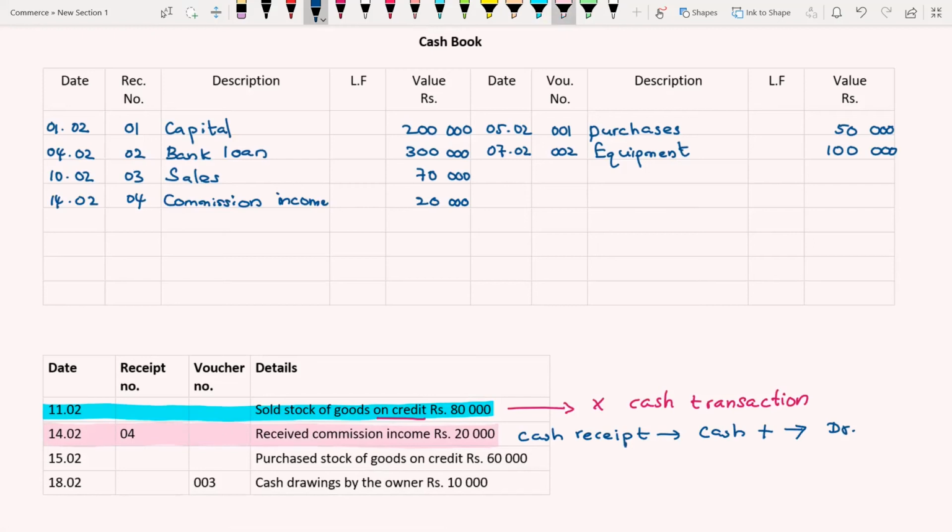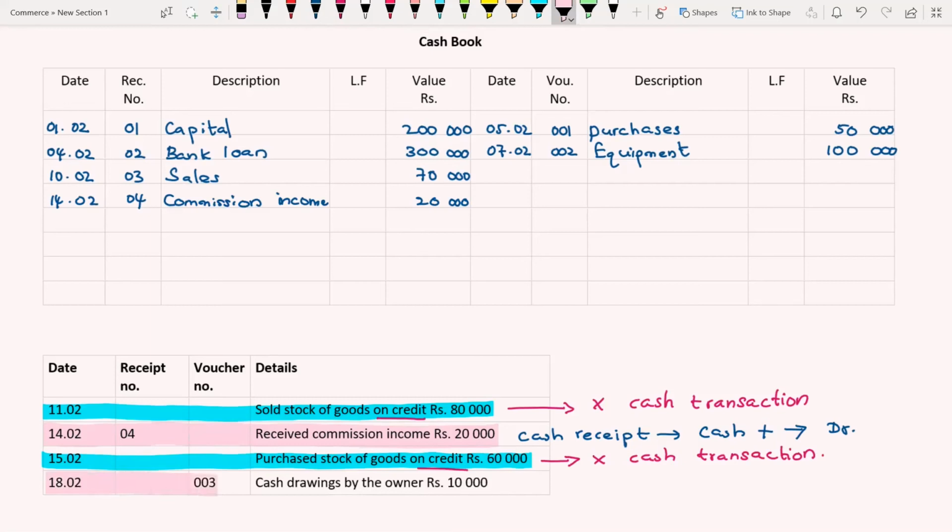Right, then on 15th of February, purchase stock of goods on credit, 6,000 rupees. Now, again, this is not a cash transaction because it's a credit transaction. Stock of goods was purchased on credit basis. So we are not going to record this in our cash book.